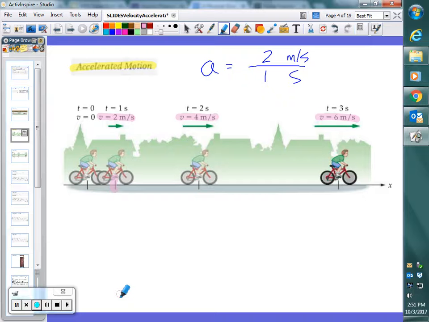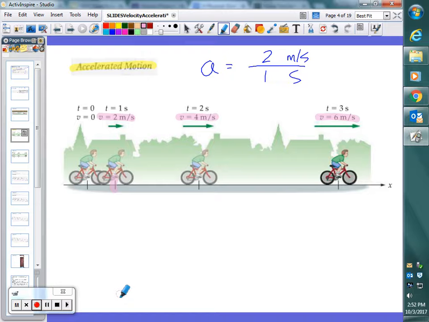If the acceleration remains 2 meters per second squared, what will happen to the velocity every second that goes by? It'll increase by how much? By 2. All right? Does that make sense? You okay with that? All right. That's our first pattern that we're going to talk about: the change in velocity related to the acceleration.